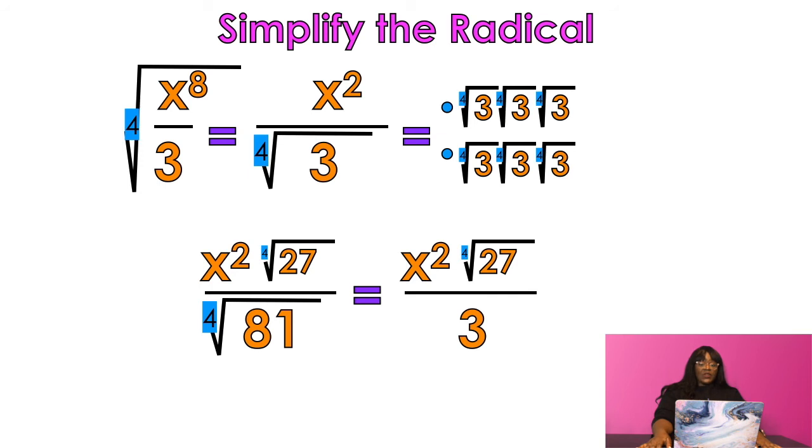The fourth root of 81, lucky for us because we did our problem correctly, is going to be 3. x squared, fourth root of 27 over 3 is your final answer.